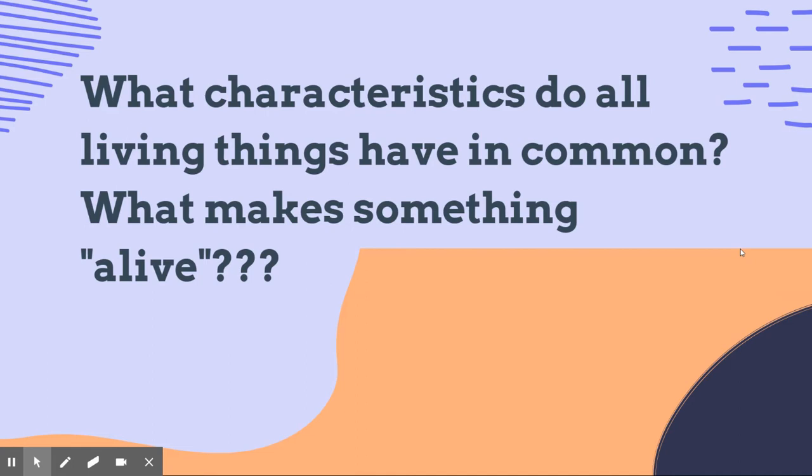So think back, grade 8. Yeah, grade 8 sounds about right. You learned about the characteristics that make something living. Do you remember any of them? Do you have any idea what they are? If you do, hold on to them because we're going to talk about them. But what characteristics do all living things have in common? What makes something essentially alive?